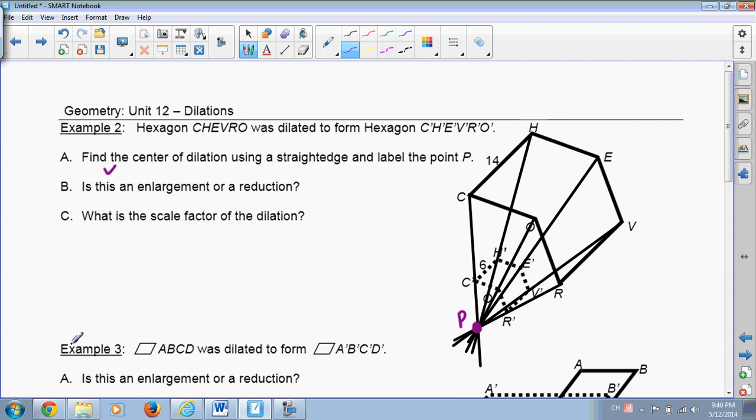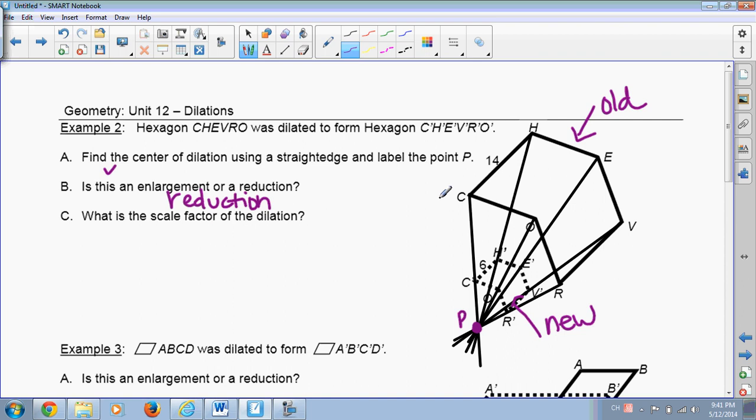So we've done step A. Okay, example 2B, is this an enlargement or a reduction? Well, your original shape that doesn't have primes is the bigger one. So this one right here is the old, and the one with the primes is the dotted one, so that would be the new one. So actually the old shape is getting smaller, so this would be a reduction.